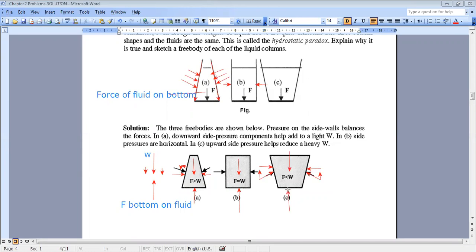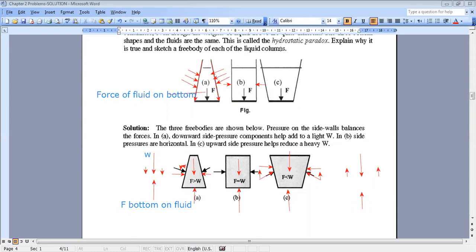So as you can see here, the weight is downward, but the two vertical reactions of the inclined surface are upward. From here, we understand that for equilibrium, F will be lower than W, because these surfaces are helping the bottom in sustaining the weight of the fluid. Any question on this problem?